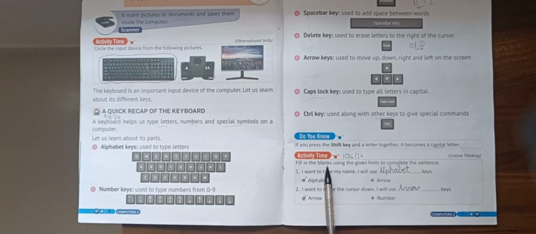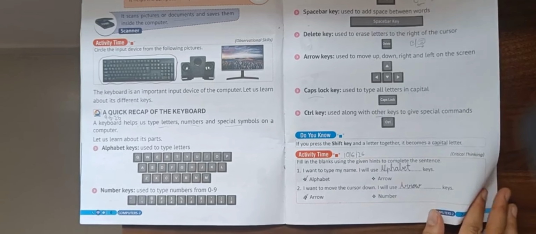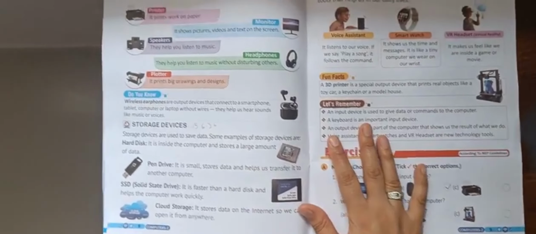Now fill in the blanks, kids. I want to type my name. I will use which type of key? Alphabet key or arrow key? It's alphabet keys. Arrow keys are used to go up and down. I want to move the cursor down. I will use which keys? Arrow keys, not number keys. To go up and down, we are using arrow keys, not number keys.